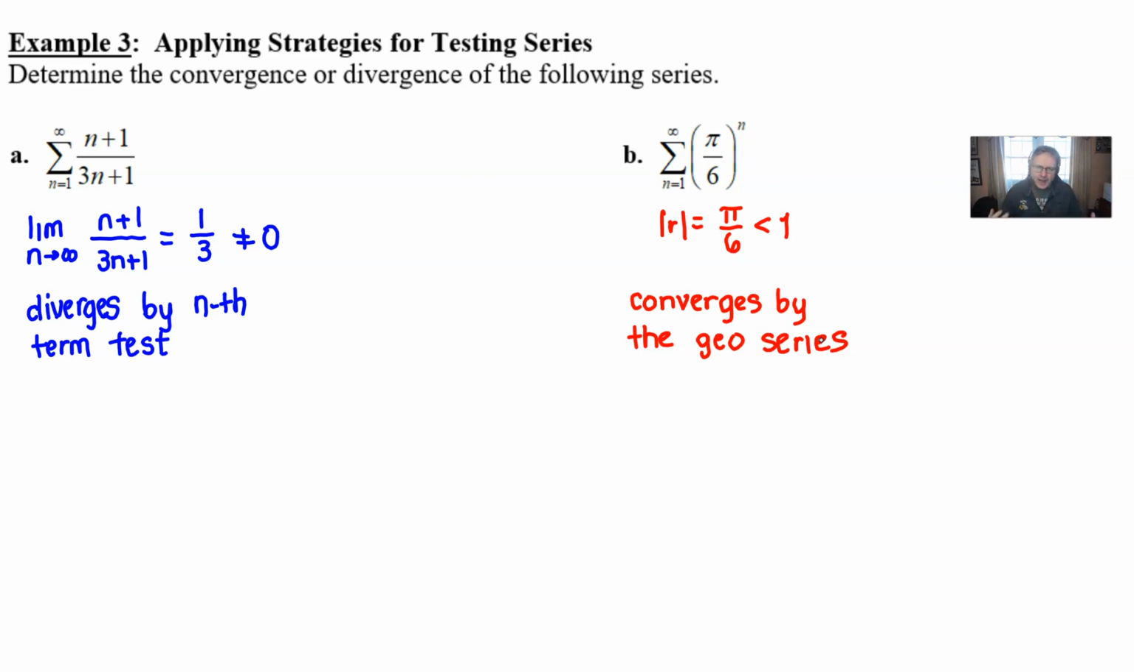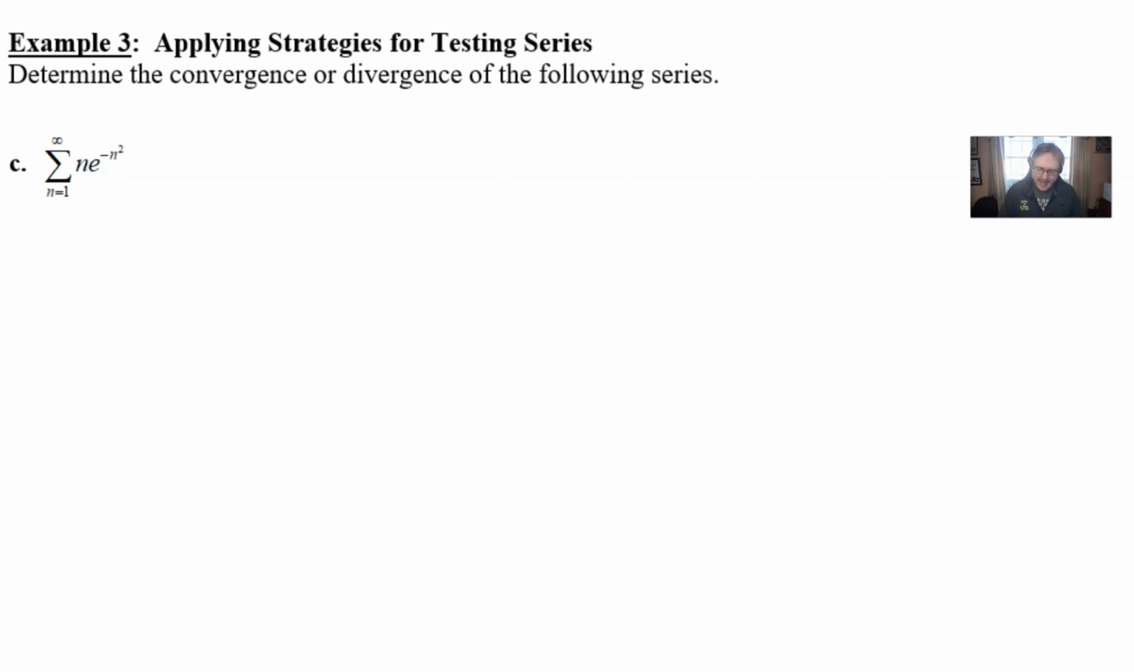So what I would encourage you to do is find the test that you think is easiest and most productive for you. Let's go ahead and take a look at our last example. This one is a very interesting one. You've got the summation of n times e to the negative n squared power.